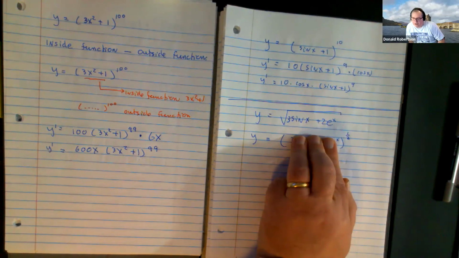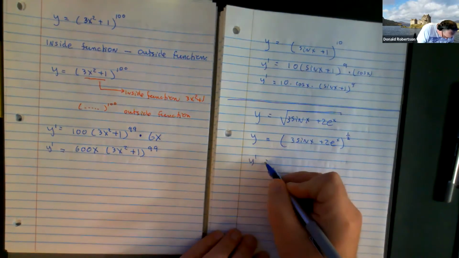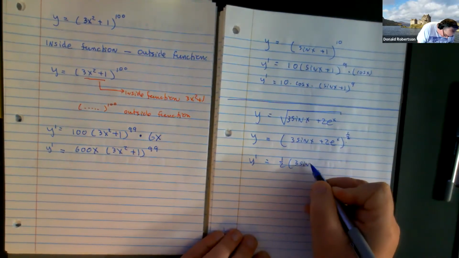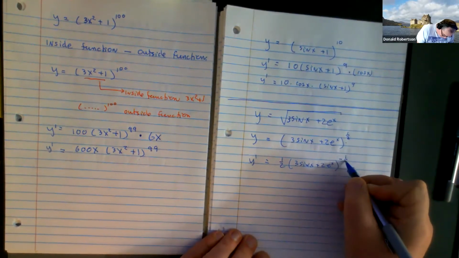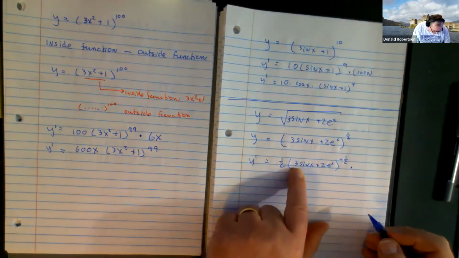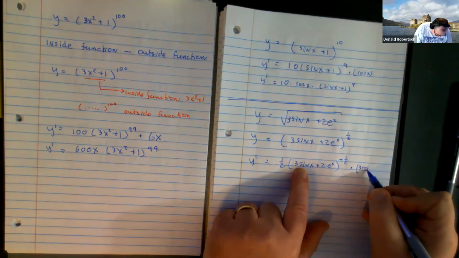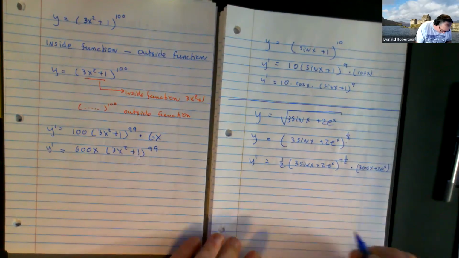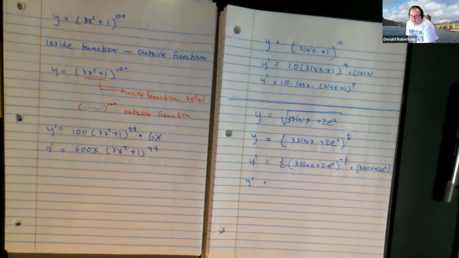So what am I looking at? Something to the half. So you want to differentiate something to the half. It's 1/2 something, reduce the power by 1. And then you finish with the derivative of the inside function, the something. Differentiate 3 sine, you get 3 cosine. Differentiate this, you get 2e to the x. That's it. We're finished with the derivative.